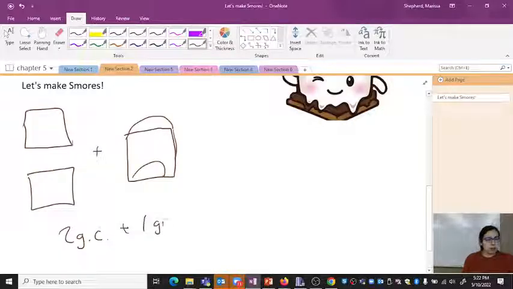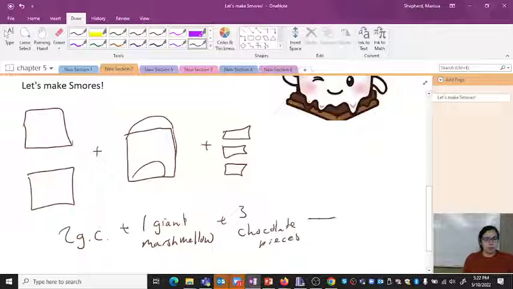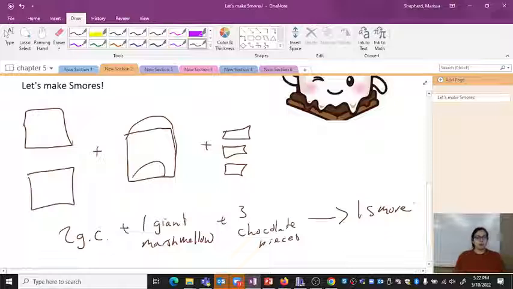Plus 1 giant marshmallow. Plus, put 3 Hershey's chocolates on there. So plus 3 chocolate pieces. So that all gives us 1 s'more.